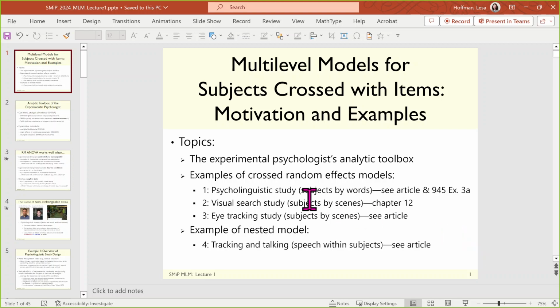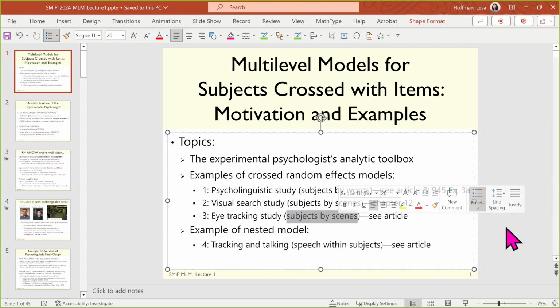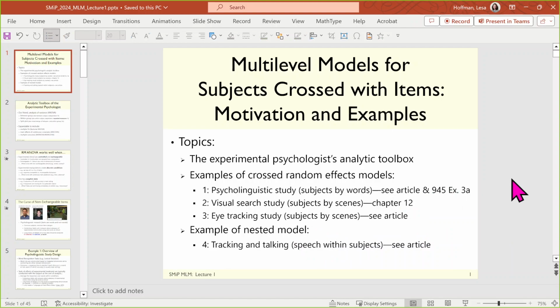We can do Larry's subject by words, which is a simpler case. The visual search study, which is still just a crossed case with some additional complexities. Eye tracking, which is the most complicated one because it involves the growth curve component. And then speech within subjects, which is different. It would be more analogous to a diary study kind of thing in terms of looking at lagged effects and stuff like that. What do you think?